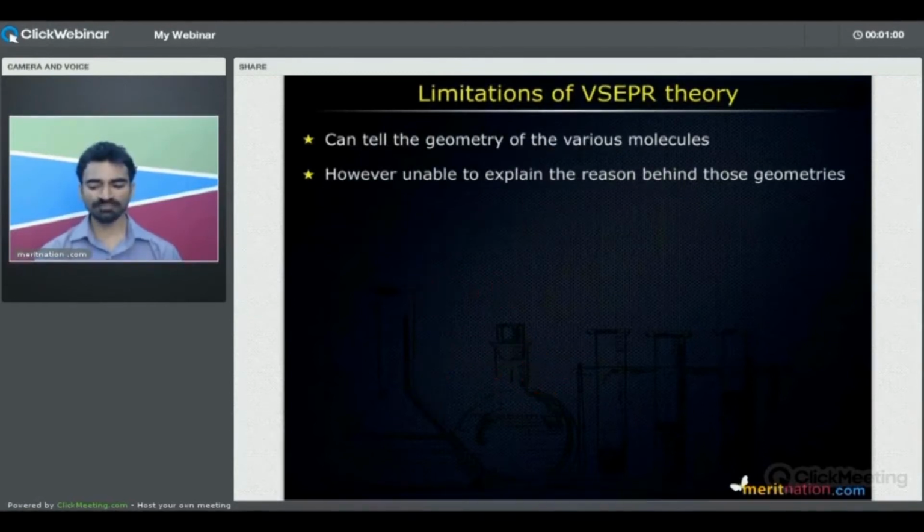On the other hand, the VSEPR theory can definitely tell the geometries of various molecules. It cannot, however, explain the reason behind these geometries. Therefore, in 1927, valence bond theory was given by Pauling and others to do away with these limitations. Let's find out how it works in a hydrogen molecule from two hydrogen atoms.